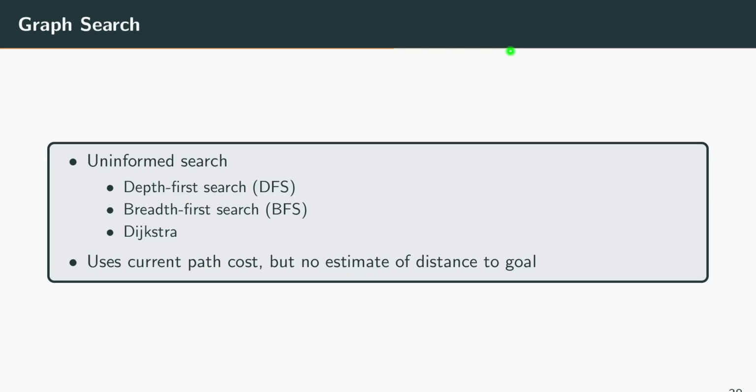Okay, so let's start very basic with uninformed search. Who of you has heard of DFS, BFS, and Dijkstra before? Okay, basically almost everyone, I hope. So that will be just a brief recap so that we're all on the same page. This is known as uninformed search because it just uses the current cost from your start to wherever you are, but no particular estimate to the goal.